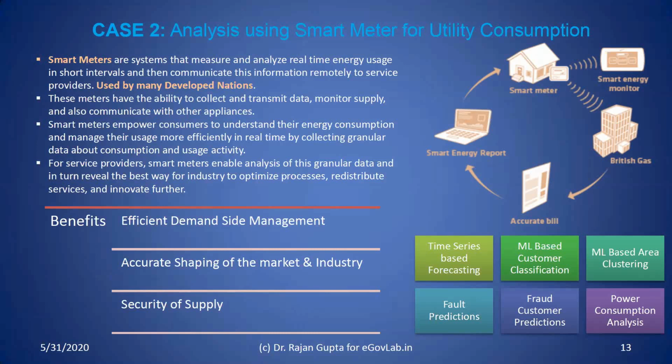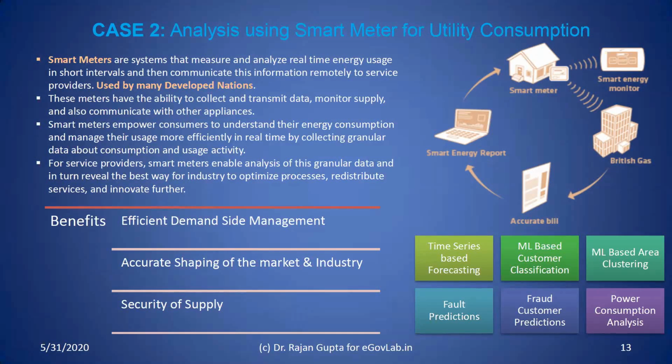With respect to efficient demand side management, we can have accurate shaping of the market and industry, we can have the revenues calculated for the industry and for the region, and we can have security of the supply. Whatever supply I have sent as a utility agency has reached the potential customers and users. If what I'm sending matches what is being received, that validates that there are no leakages, there's security of the supply, everything is fine, and we can move ahead.